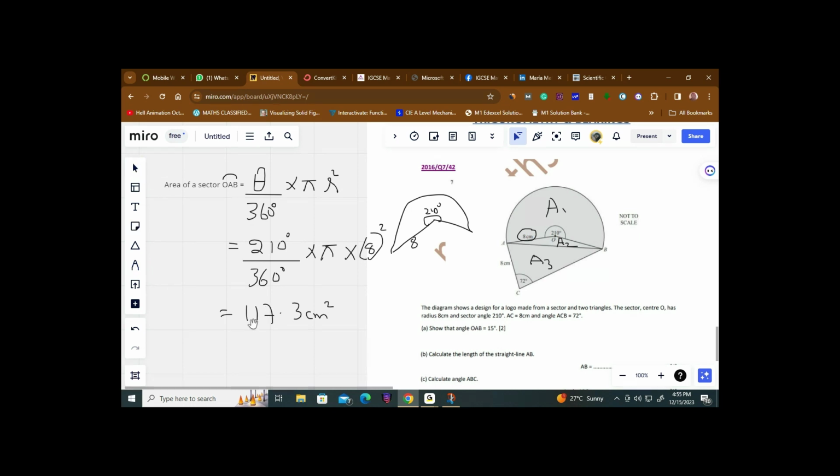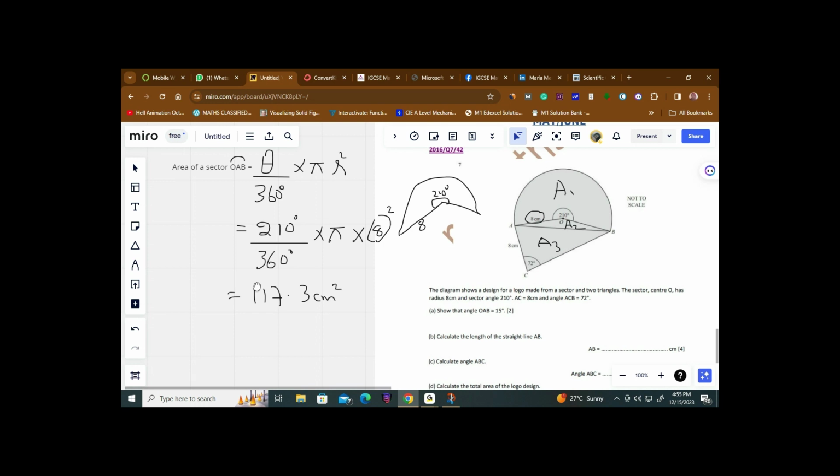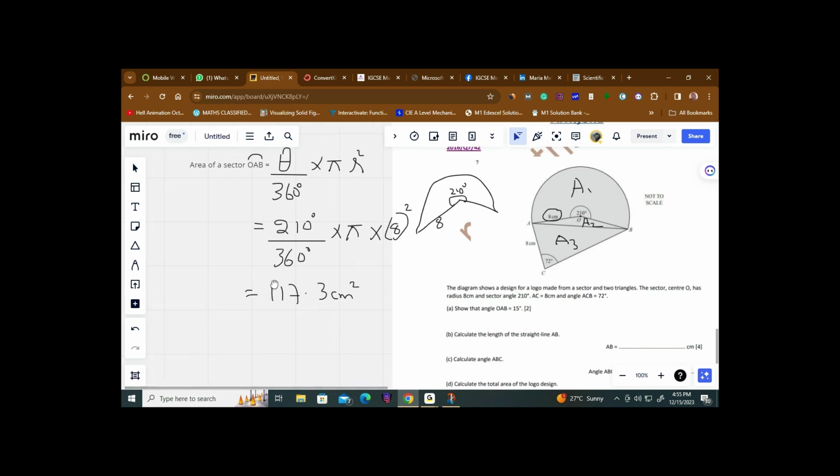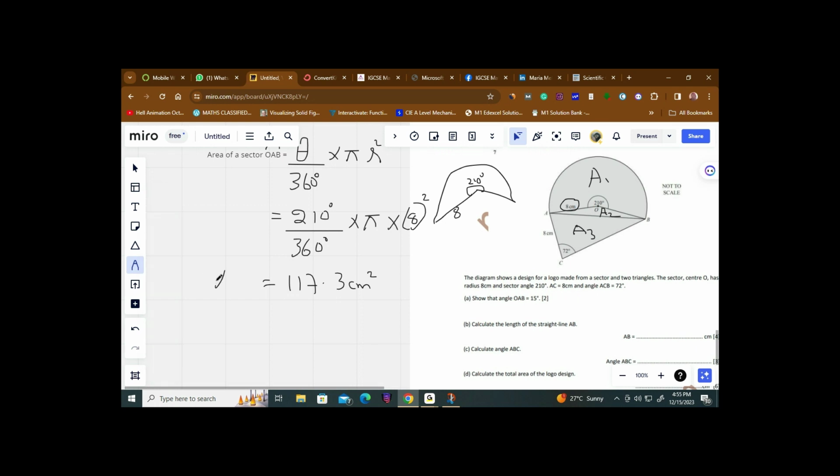Now you just try to find out the area of triangle AOB, which is A2. This is my area of a sector, I call it A1 for my convenience. Next thing is the area of triangle AOB. So this is A2. The major formula of area of a triangle is what?